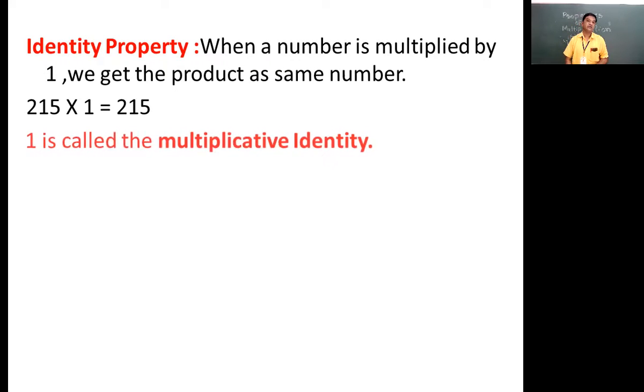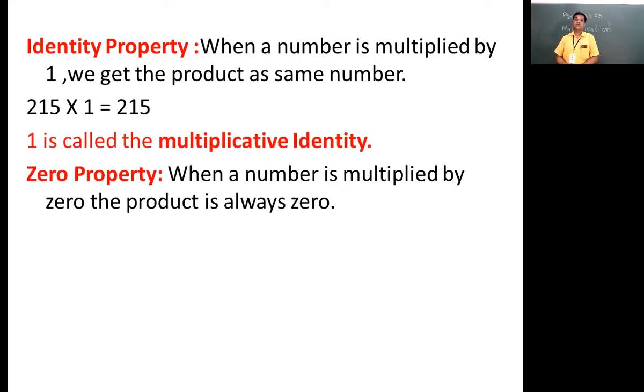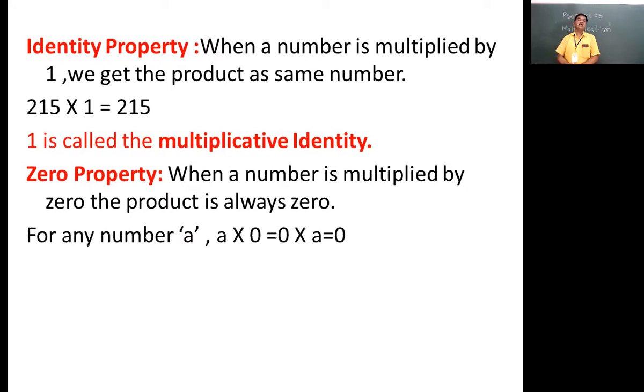Well, the next property is the zero property. What does it state? It states that when we multiply a number with 0, or when we multiply 0 with any number, we get the product as 0. Let us take an example. A is a number. When A is multiplied with 0 or 0 is multiplied with A, we get the product as 0.